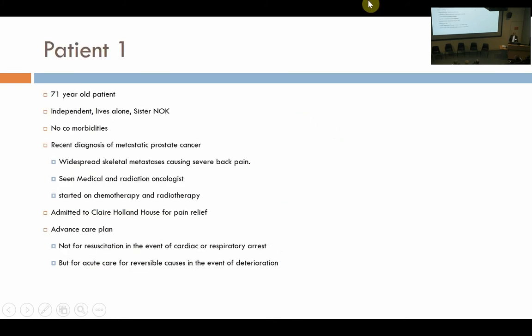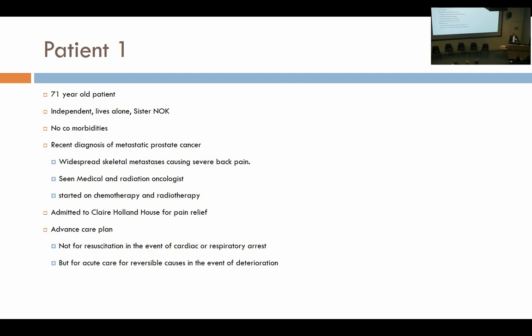So the first patient is a 71-year-old who normally lives independently, had no comorbidities, and was recently admitted with pain. On further investigation, he was found to have multiple widespread skeletal metastases. The primary was a prostate cancer and he was started on treatment. The pain was so bad that the patient was admitted to Clare Holland House for pain management.